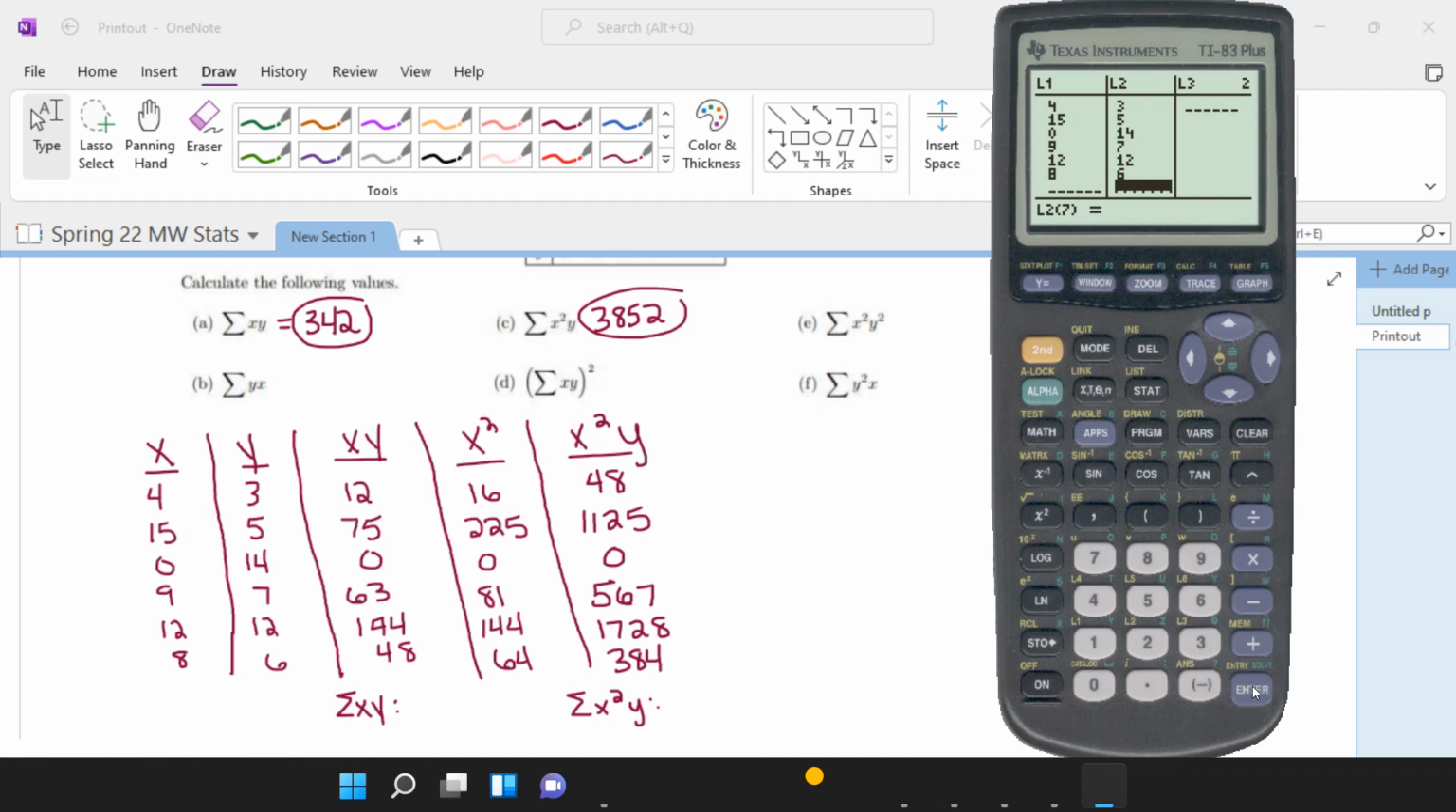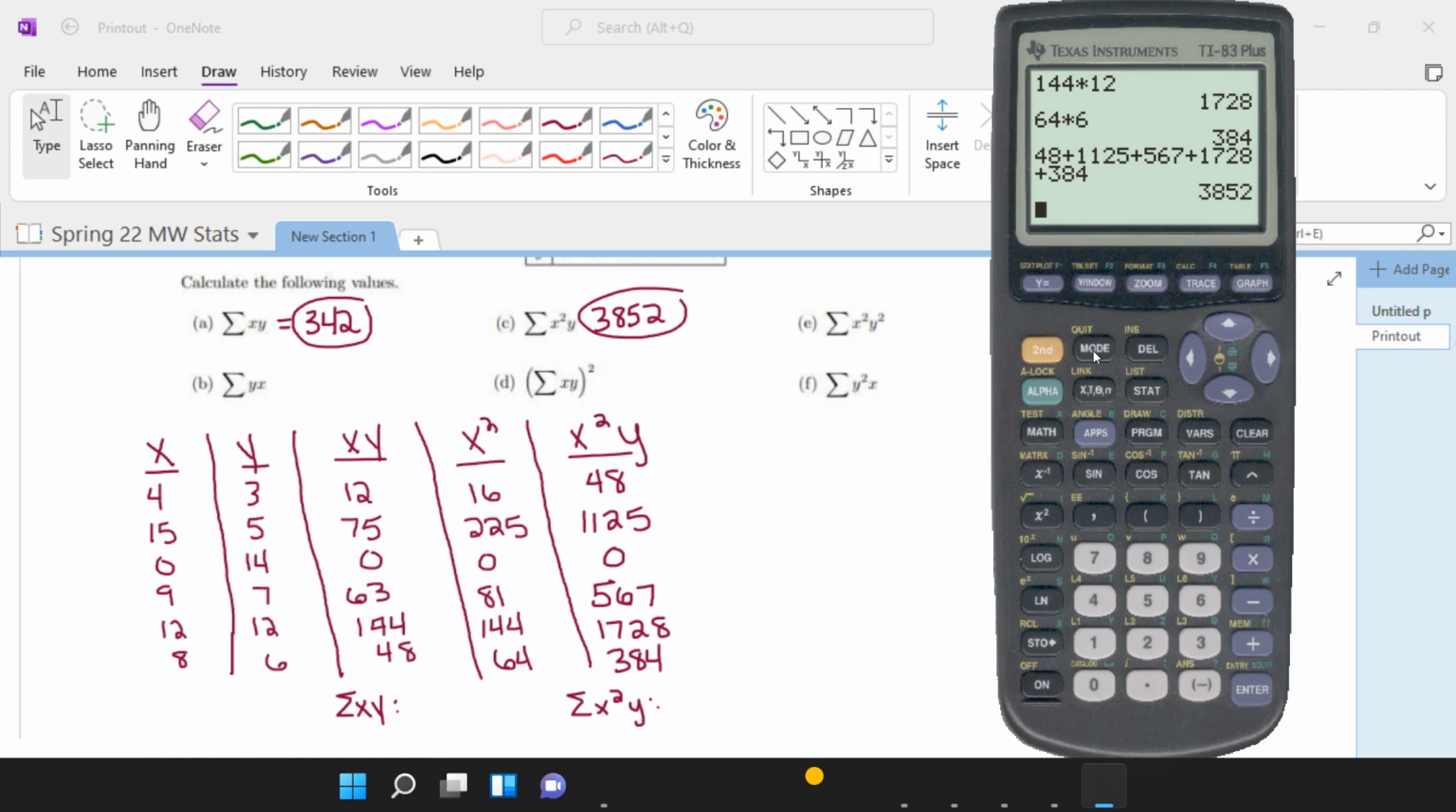Now I want to do some operations with them. So let's just say I want to do the sum of x, y. So I just want to check my work for part A. So what I want to do is go back to the home screen. For that, you're going to go second, and then right next to the second button is that quit button. That takes you back to the home screen. So second quit takes us back to the home screen.